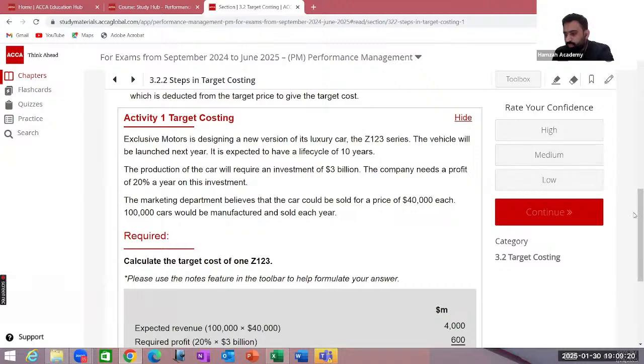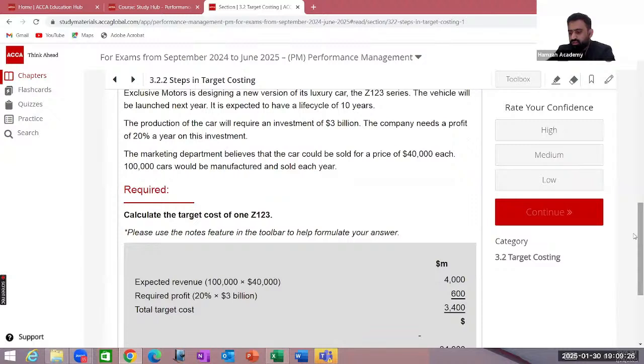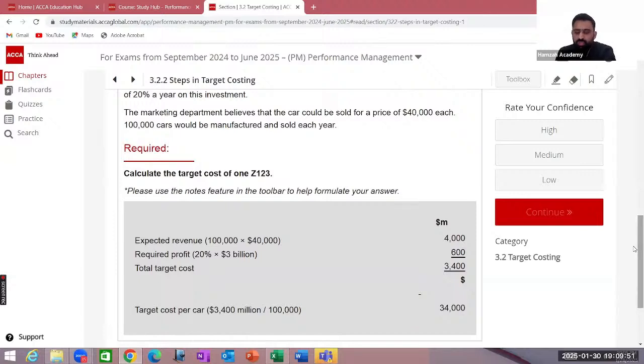So your price of a car at which you can sell the car is $40,000, and you're going to sell 1 lakh cars. So 40,000 into 1 lakh, 4,000 million will be the total revenue. And your required margin is 20% on your initial investment, and your investment is $3 billion US. And 20% of that is $600 million US. So your target cost will be 3,400 million, and the per car target cost will be 34,000.